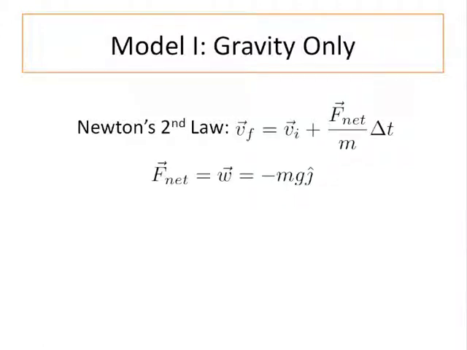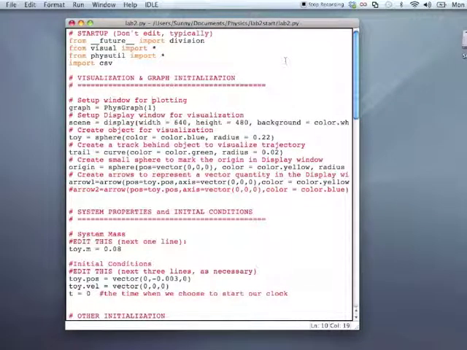For the first model, I assumed that the only significant force on the doll was the gravitational force of the Earth on the doll. This force has a magnitude equal to the mass of the doll times the gravitational constant g and is directed toward the Earth, which for my choice of coordinates is in the negative y direction. To implement this model, I used the following code.